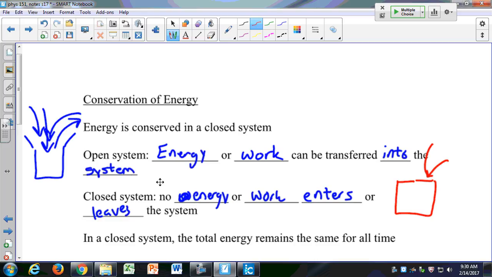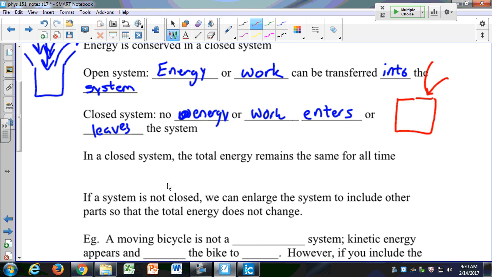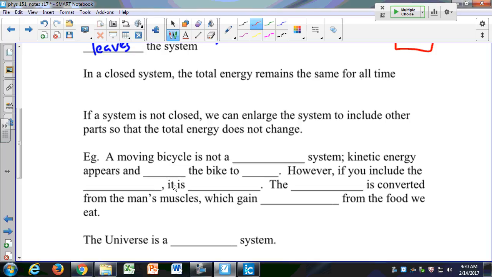You can think of your system in a couple different ways. You can make your system bigger and bigger. If you have a guy riding a bicycle, you could think of that as a closed system, except you have to put energy into the guy in order to make the bicycle work, because he has to eat. But as you make your system bigger and bigger, eventually you'll get to a closed system. The universe, for example, we think of as a closed system: no energy coming into the universe, no energy going out of the universe. So in a closed system, the total energy remains the same for all time.